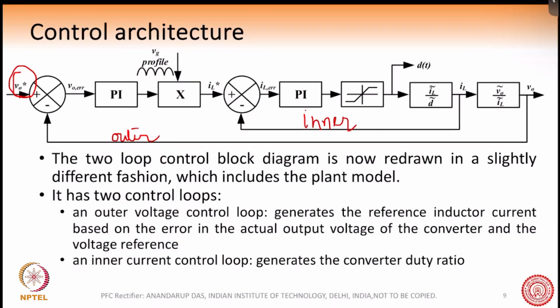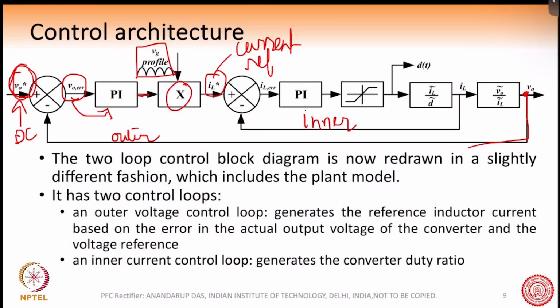Now, what is this outer voltage loop? In the outer voltage loop, we have this DC bus voltage reference, and we have a feedback from the DC bus here, which gives this error. The error is fed to the DC bus PI controller, and that is multiplied by the VG profile, which we have just now discussed. So this gives the magnitude and the VG profile is coming. That is what makes the current reference, because this is the current which should flow through the inductor, IG star or IL star. So this is the current reference.